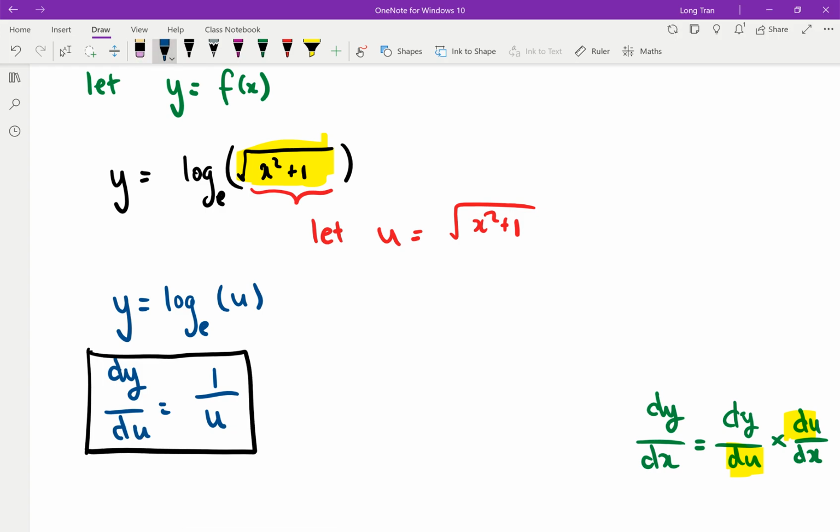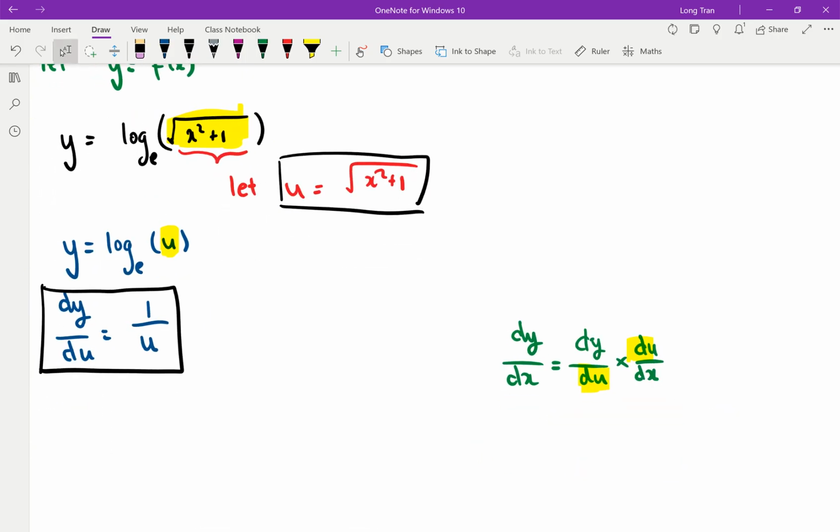This only worked because I simplified the problem by introducing a third variable, which is over here. That's what chain rule is saying: if you introduce a third variable, then you can find the derivative for a part of the equation. So I've got dy/du. I just need now du/dx.